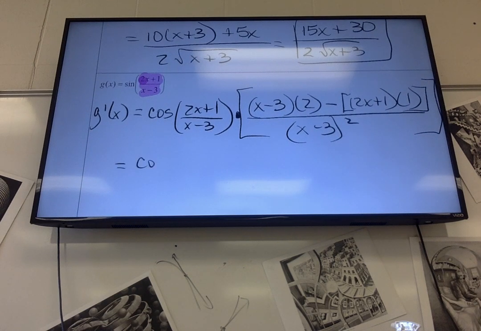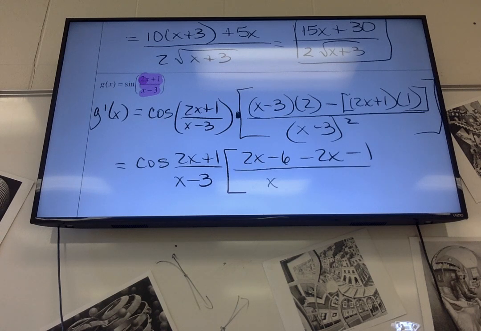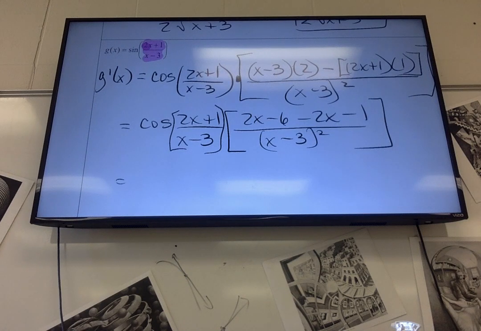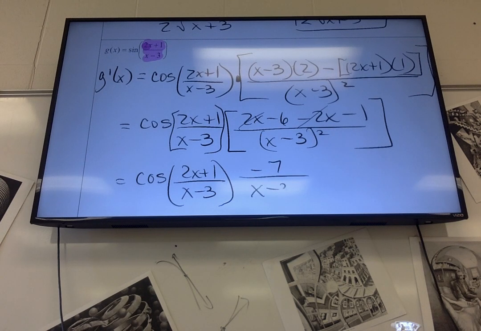Okay, let's see if we can make this look any prettier. Okay, so it's 2x minus 6 minus 2x minus 1 over (x minus 3) squared. Two x's will cancel, and you get negative 7 over (x minus 3) squared.